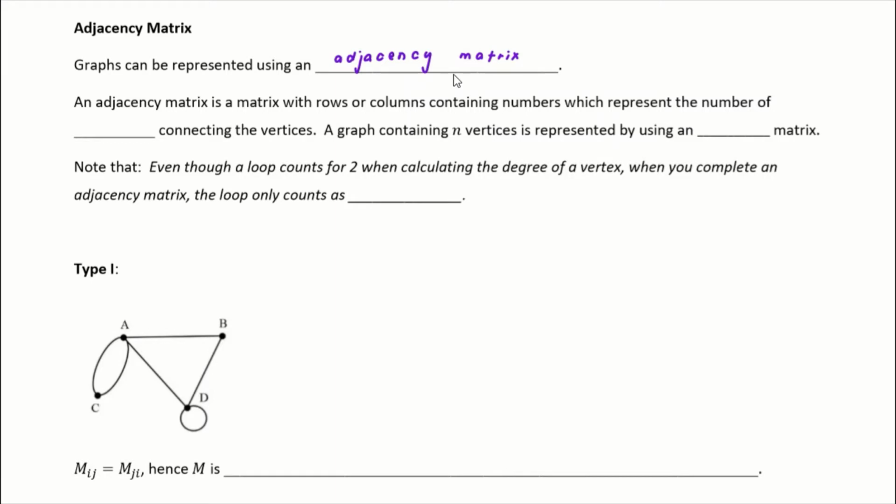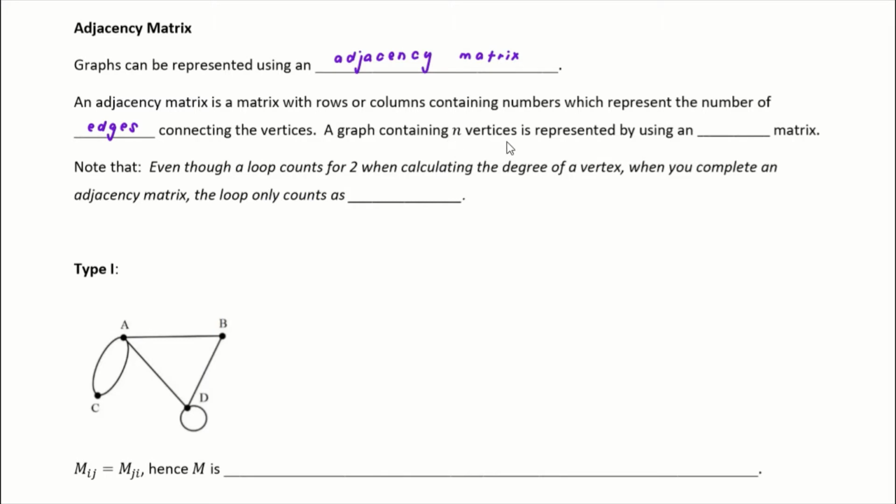An adjacency matrix is a matrix with rows and columns containing numbers which represent the number of edges connecting the vertices. It seems like a very long definition, but later when we try to construct the adjacency matrix, you'll understand it better.